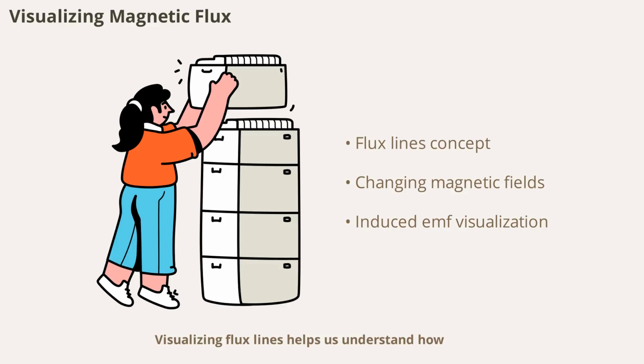Magnetic flux is a measure of the total magnetic field passing through a given area. Visualizing flux lines helps us understand how changes in magnetic fields induce EMF in coils. When the number of flux lines through a loop changes, either by moving the magnet or the coil, an EMF is generated. This visualization is crucial for grasping the core ideas behind electromagnetic induction.